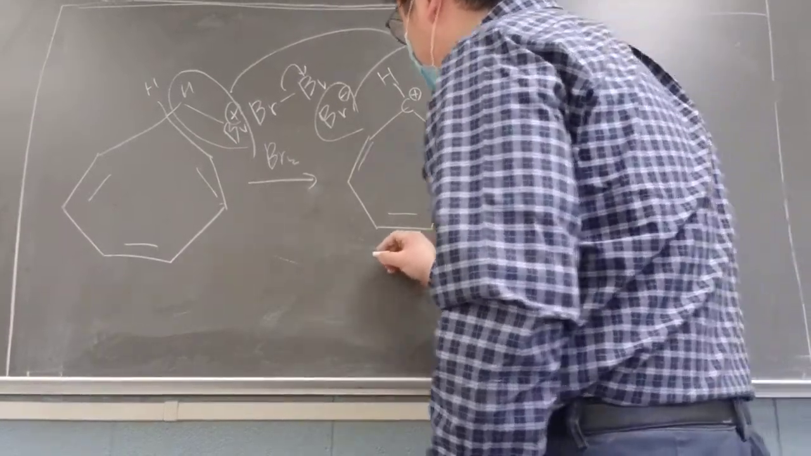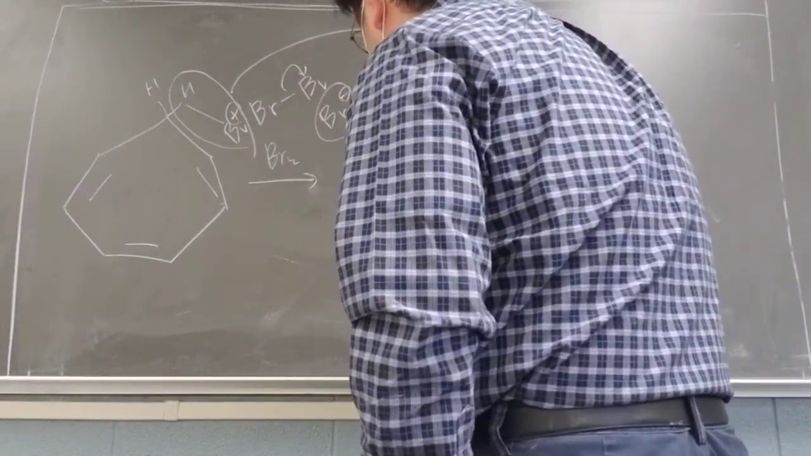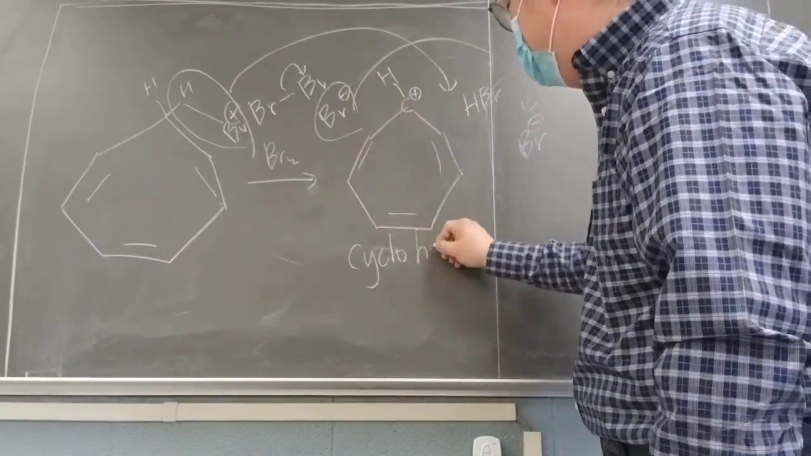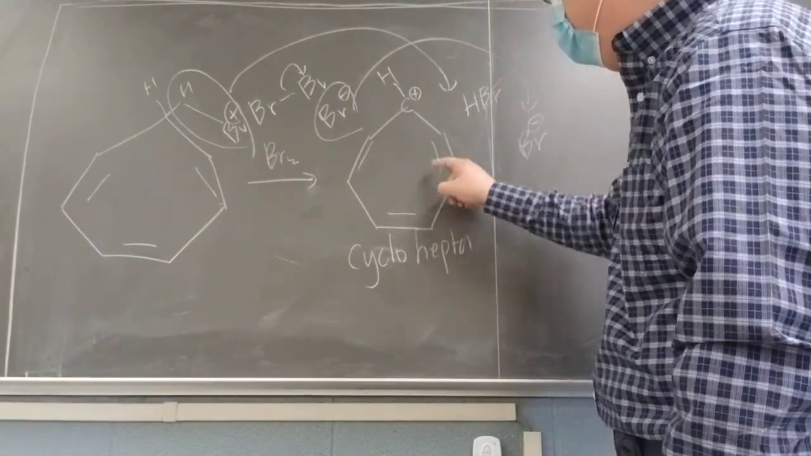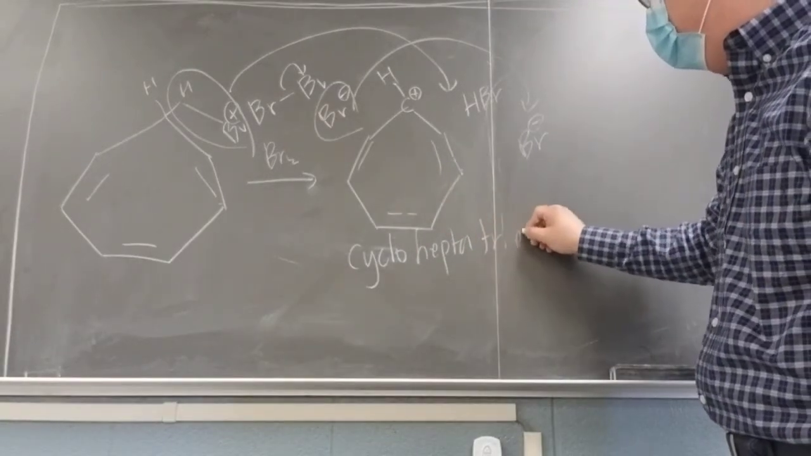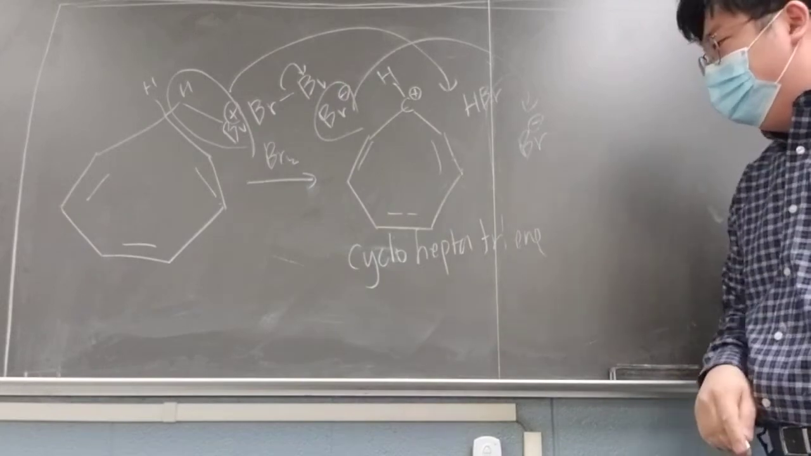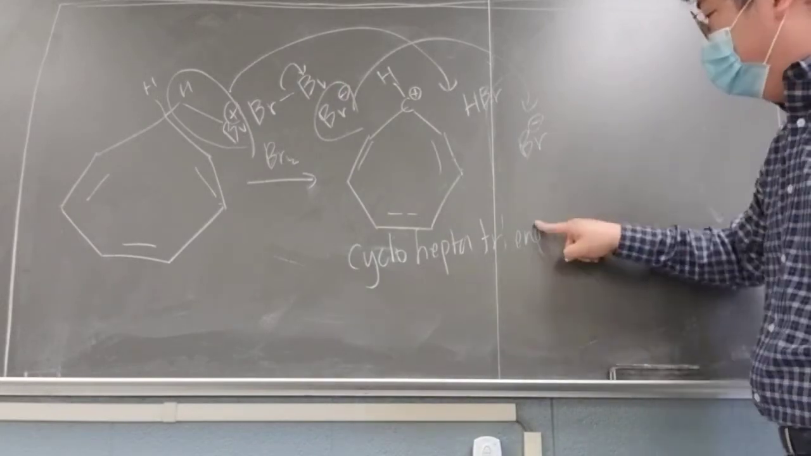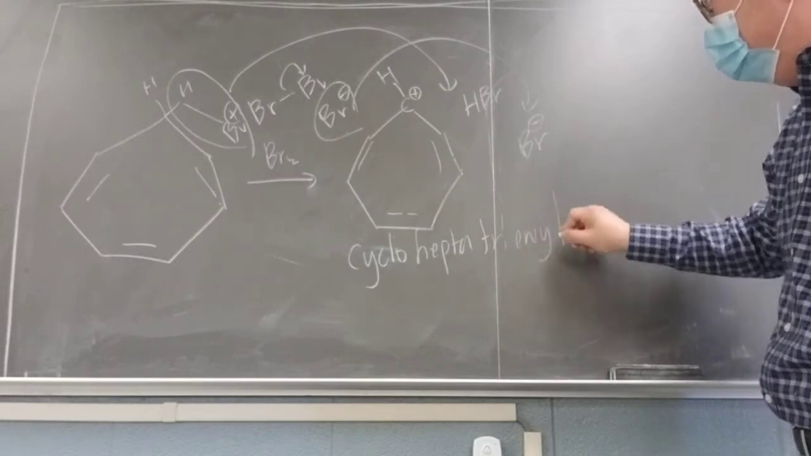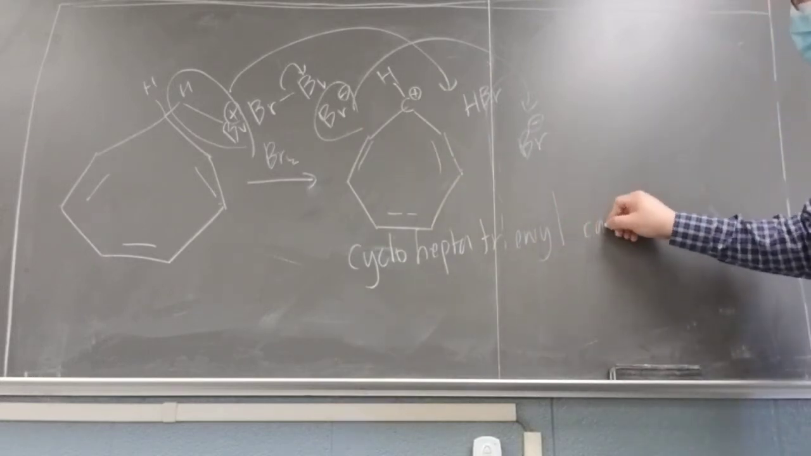So this is what we call cyclo. There'll be 7, right? 7 carbons, so it'll be hepta, and you have a 3, so it'll be triene. Okay, the cycloheptatriene, but this is now an ion, right? So the tropylium cation.